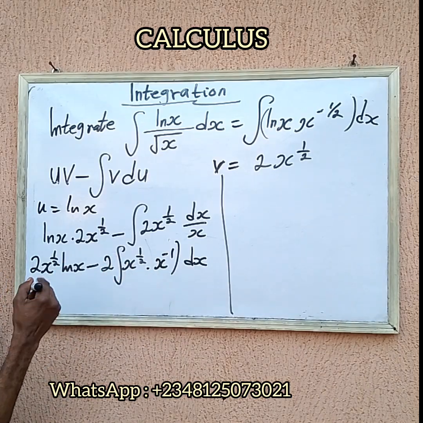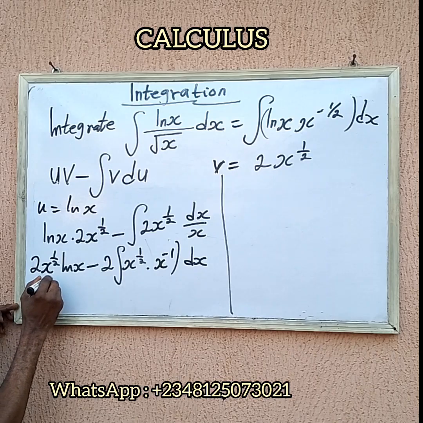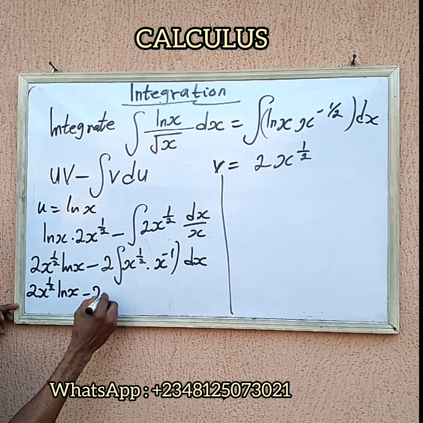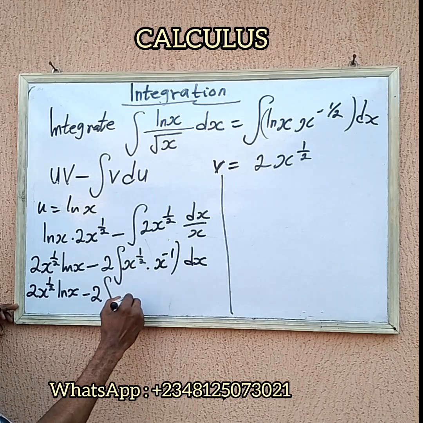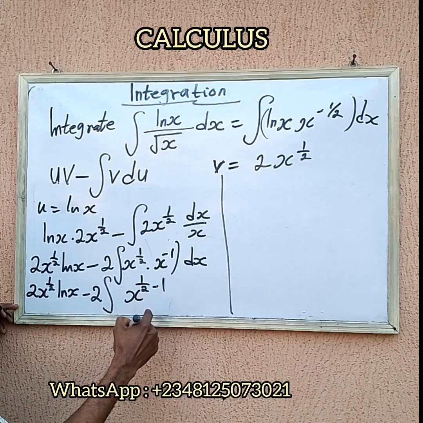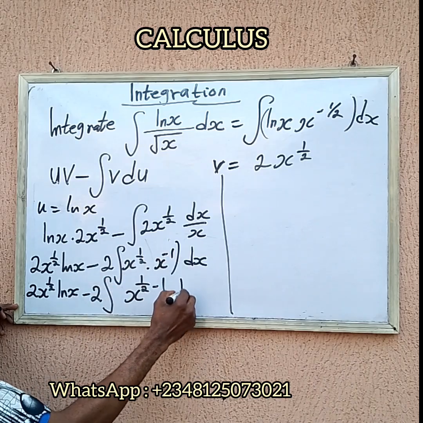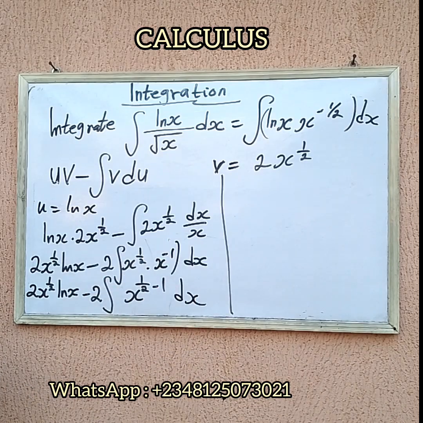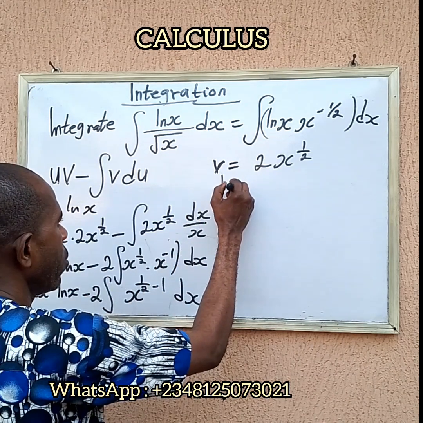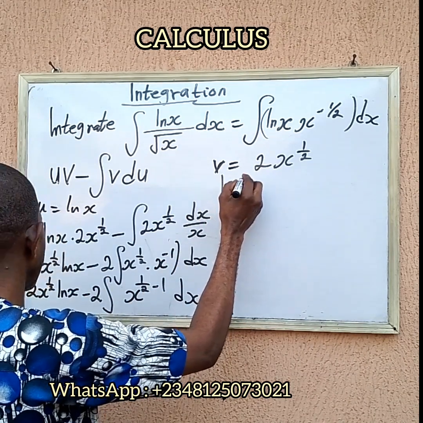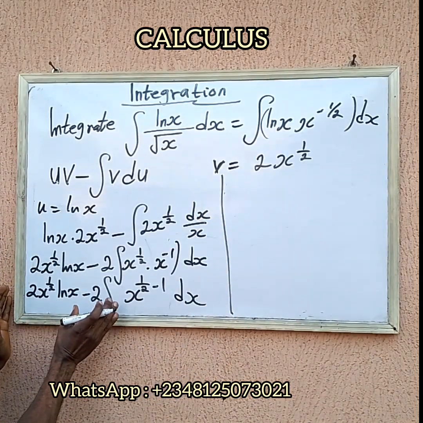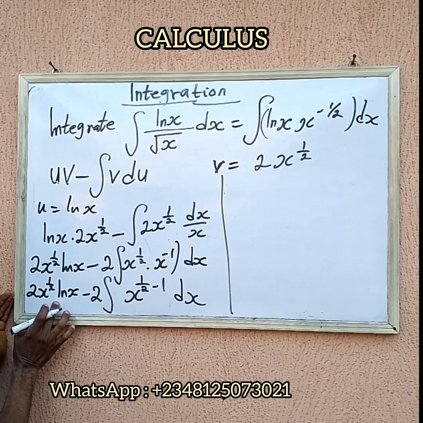So in that case, on this side now, we have here 2x raised to power 1 over 2 ln of x minus 2, the integral. Here becomes x raised to power half minus what? 1, because we are adding the powers. Then dx. Half minus 1, of course, will give you negative half. So which means, let's come to this side. We have 2. Okay, let's work with the integral. Later, we combine it because of space. Let's work with this one. Later, we come and combine this here.